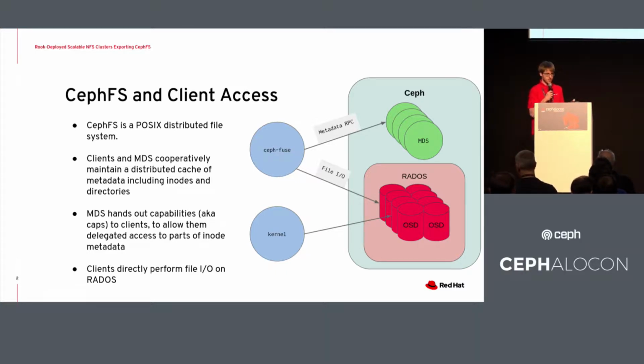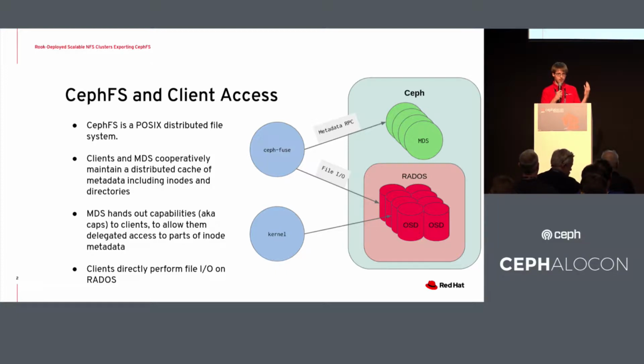It provides a POSIX distributed file system. Some of the more notable features are that the MDSs form a cluster, and you have all the metadata stored separately, and that the clients have direct access to all the file data to do reads and writes. They don't have to talk to the MDSs to do those operations. It's also notable that the clients and the MDS cooperatively maintain a distributed cache of the metadata, including the inodes and the directories.